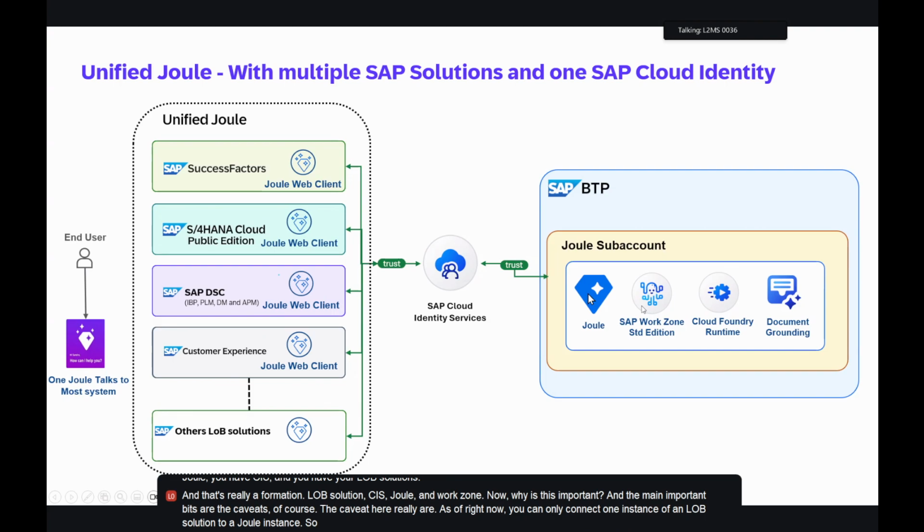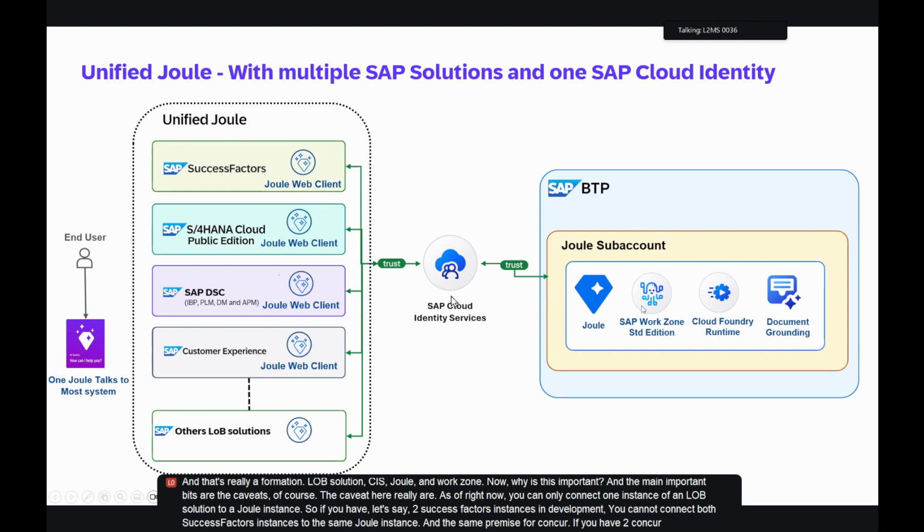So if you have, let's say, two SuccessFactors instances in development, you cannot connect both SuccessFactors instances to the same Joule instance. And the same premise applies for Concur. If you have two Concur instances, you cannot connect them to the same Joule instance.